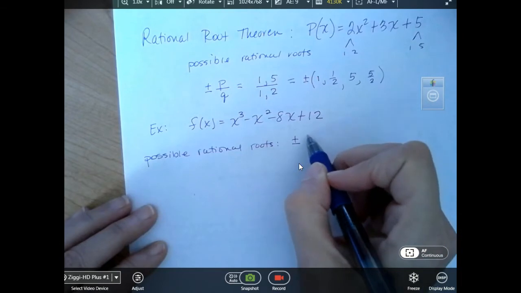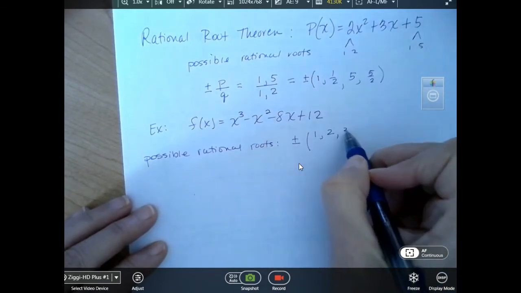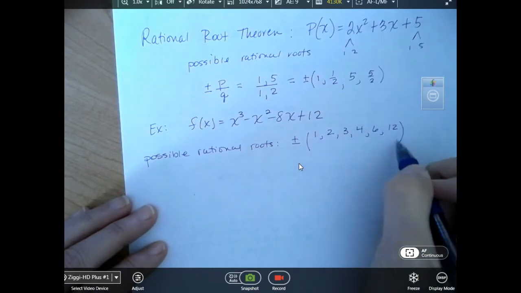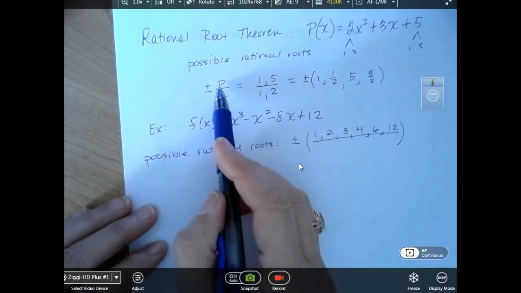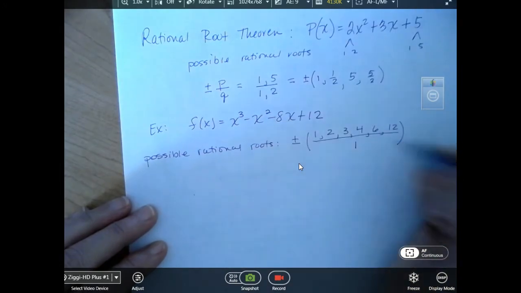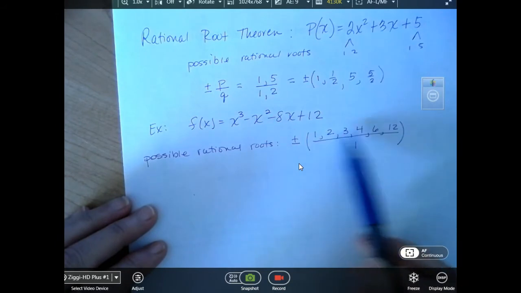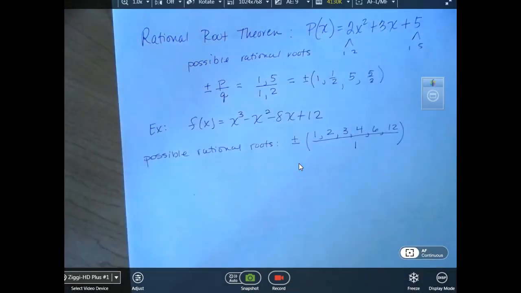So I have a plus and a minus, and then I have 1, 2, 3, 4, 6, and 12. Those are all the factors of my constant, so that's basically my P. And all the factors of my leading coefficient, that's just a 1. So in this case, it's just all the constant factors over the number 1. So it's just all these numbers, but positive and negative versions of that. Okay, so what are we going to do? How is this going to help us?